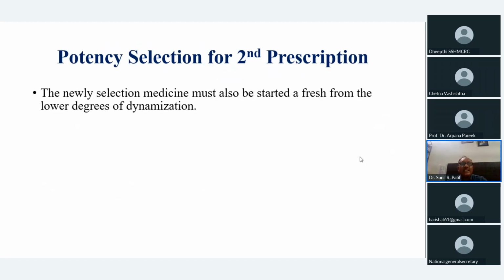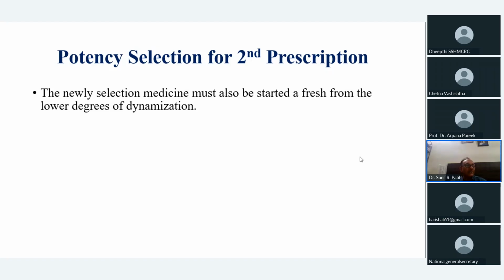Okay, potency selection of the second prescription. The newly selected medicine must also be started fresh, from a lower degree of dynamization. Okay, here is the potency selection.